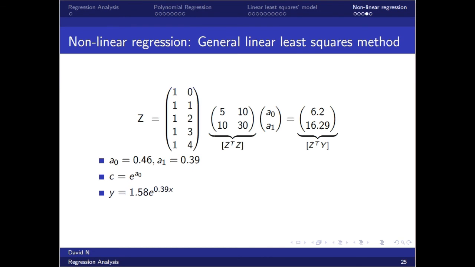However, our objective being to learn the general linear least squares model, we have the Z matrix given by this particular form with the one stacked in column 1 and the independent variable stacked in column 2, and then taking Z transpose into Z and Z transpose into Y, we are able to find a0 and a1, the model coefficients. Based on our definition we find c to be equal to exponent of a0. Thus we are able to arrive at our model for the nonlinear data set. This is the exponential model which represents the nonlinear data set.